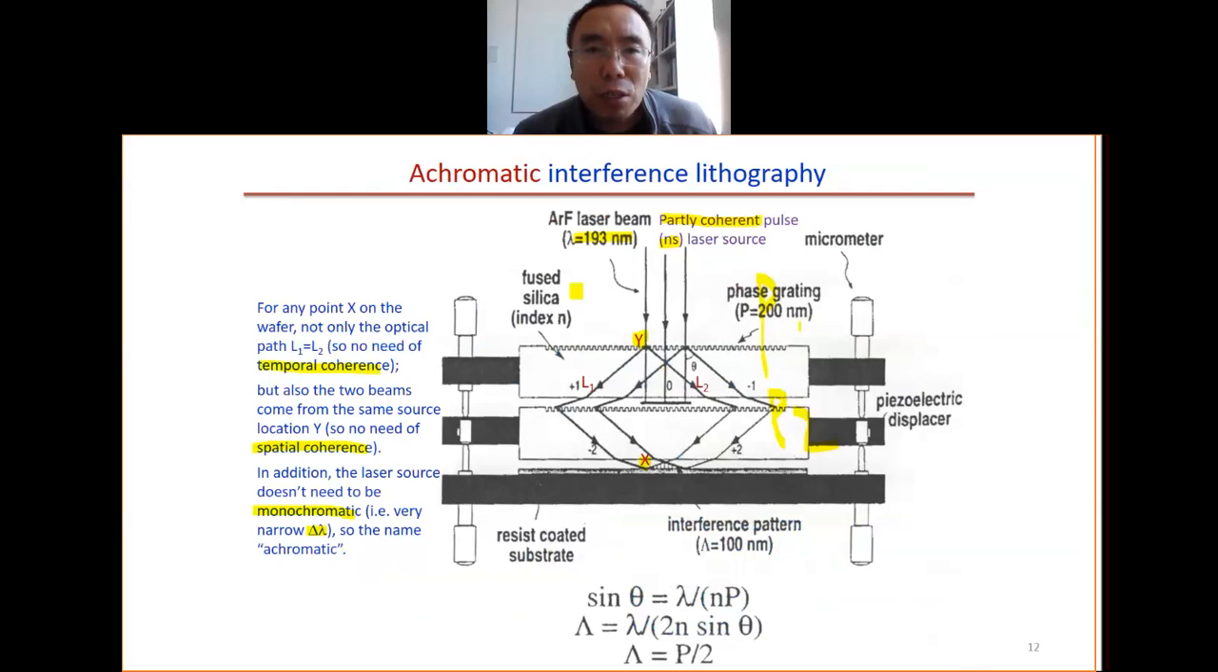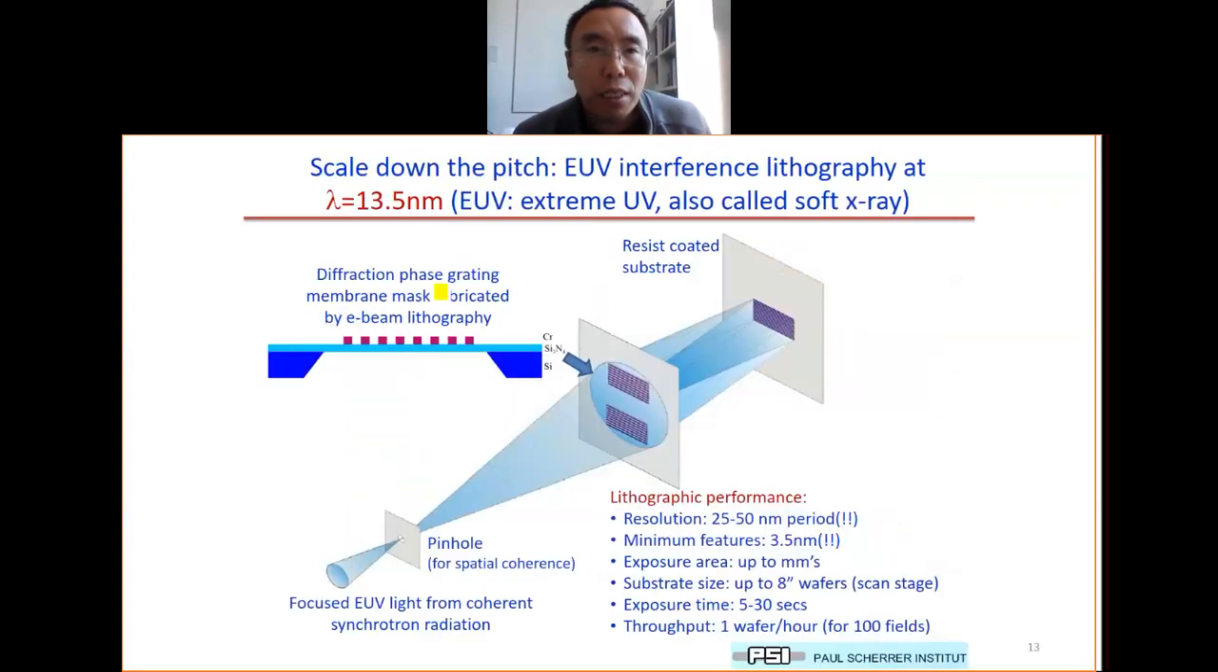So now we look at how to get even higher resolution. To get even higher resolution, we need to reduce the wavelength. This is the case for EUV near field lithography. The EUV wavelength is 13.5 nanometer. This is the extreme UV. We will talk about extreme UV lithography next week.